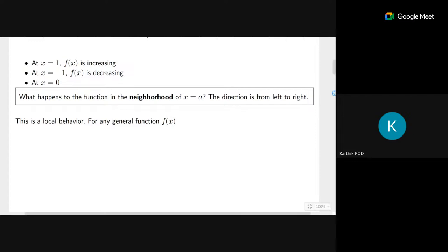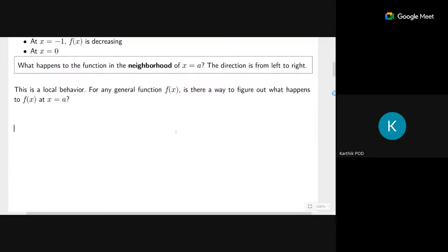is there a way to figure out what happens to f of x at x equal to a without looking at the graph, obviously, right? Because you can't keep plotting everything. So without looking at the graph, can you figure out what is happening at x equal to a, and how do you do that? We can look at the slope at that point. Right. Okay. Exactly. So we can look at the slope of the tangent. So that will give us the information we need.